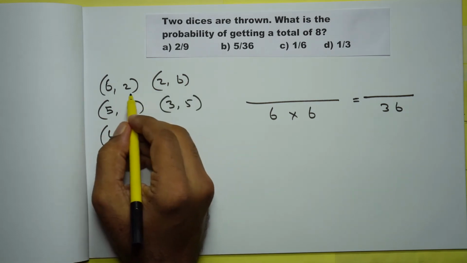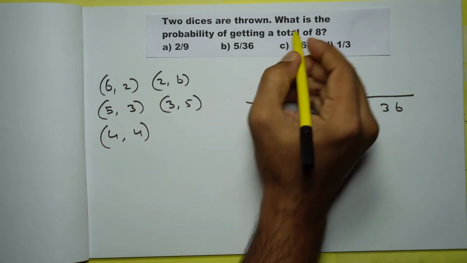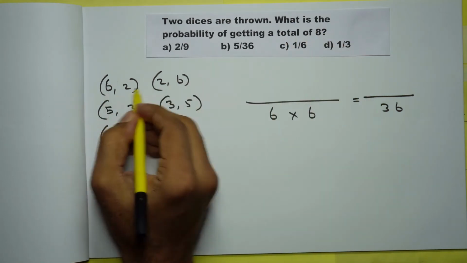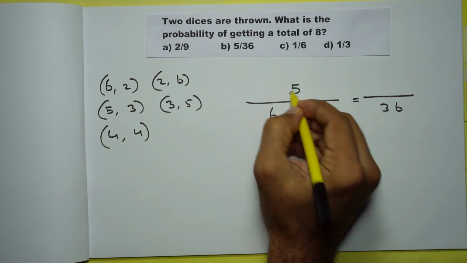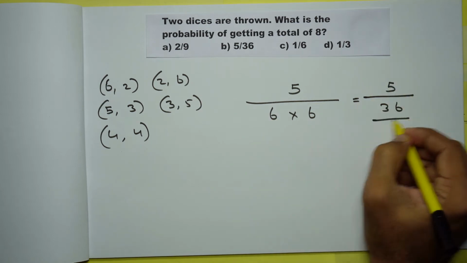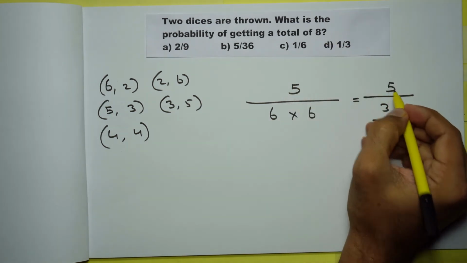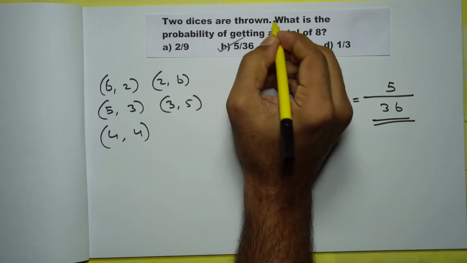So here altogether 5 possible outcomes are there. These are the favorable cases where the total sum is 8. That is 6, 2, 2, 6, 5, 3, 3, 5 and 4, 4. So 5 favorable cases out of 6 into 6, 36. So probability of getting an 8 is 5 out of 36. So 5 by 36, that is option B.